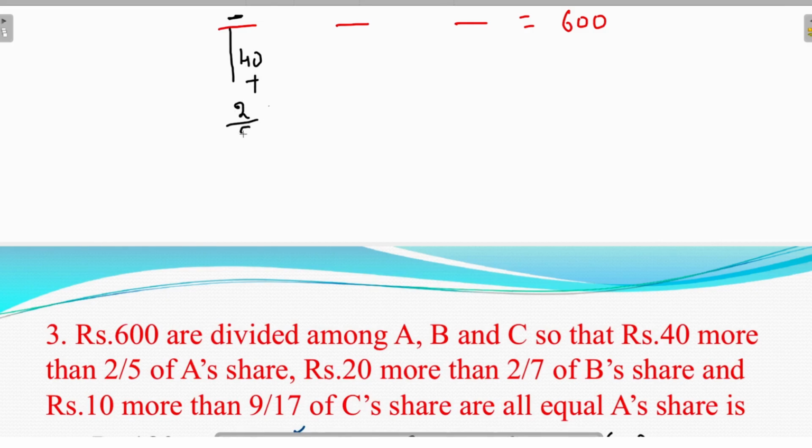40% or 2 by 5 of this amount, A amount. Here also same thing. Here I will write like this: 2 by 5 of this amount plus 40 rupees. Then some amount comes to A.